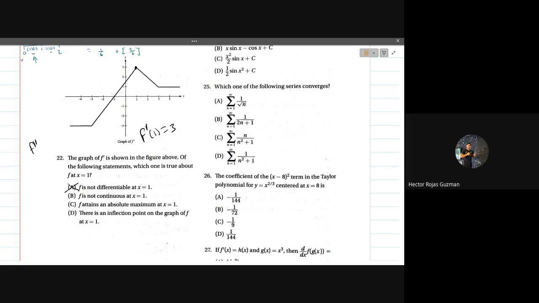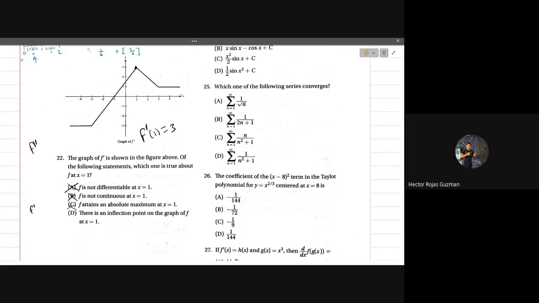F is not continuous. Well, because it's differentiable, it's also continuous. F attains an absolute maximum. That is false. If you look at the graph, there is a maximum, but we're not asking for the maximum of f prime. We're being asked for the maximum of f.